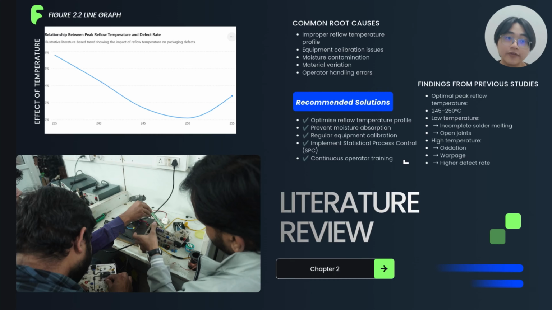As illustrated in Figure 2.2, the defect rate decreases as the peak reflow temperature approaches the optimal range of 245 to 250 degrees Celsius before increasing again at higher temperature. In addition to temperature control, the researchers recommend regular equipment calibration, moisture control, statistical process control, and operator training to minimize defects and improve manufacturing performance.